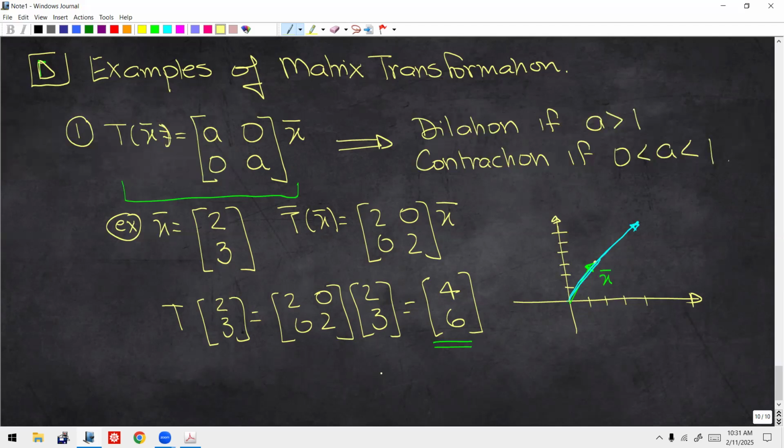So that's pretty cool, and it's stretching and shrinking by a factor of A. So if you're in a computer game and you want to enlarge an image or something like that, that's what you would do. You would multiply every pixel of that image by a matrix and it'll enlarge it, okay.